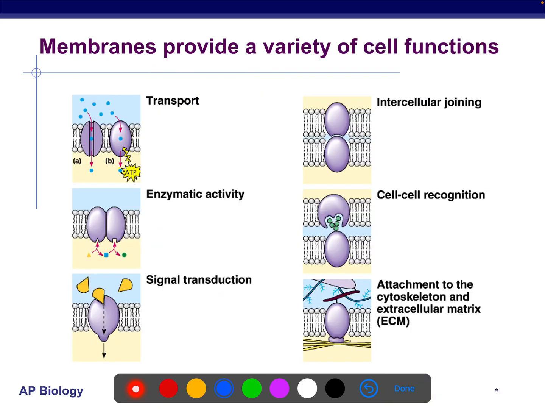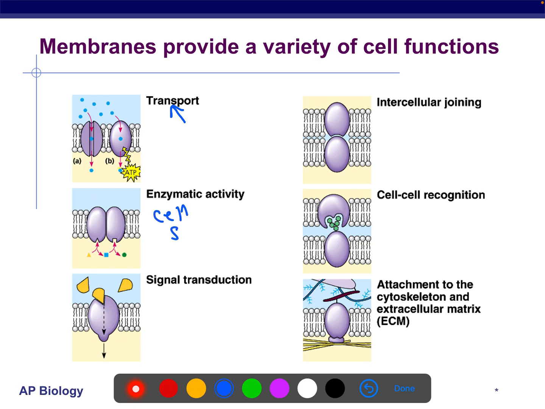And so when we talk about the kind of functions that membrane proteins provide, these are the main functions that they are going to do. And so transport is a big one for transmembrane proteins, transport of molecules in and out of the cell. And we'll talk about what type of molecules that happens for in a little bit.